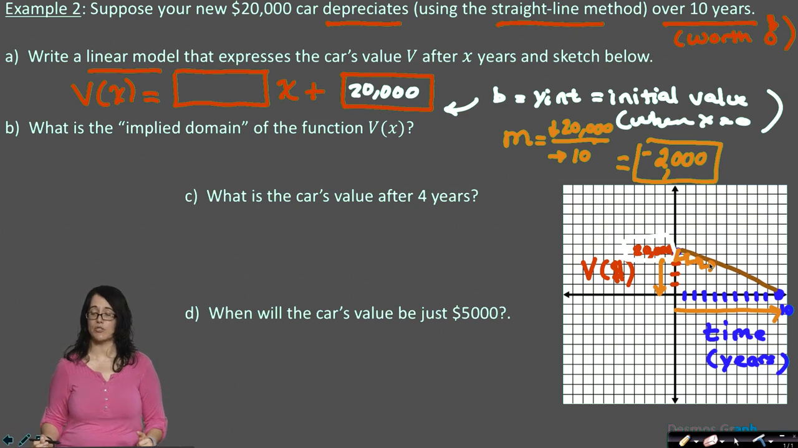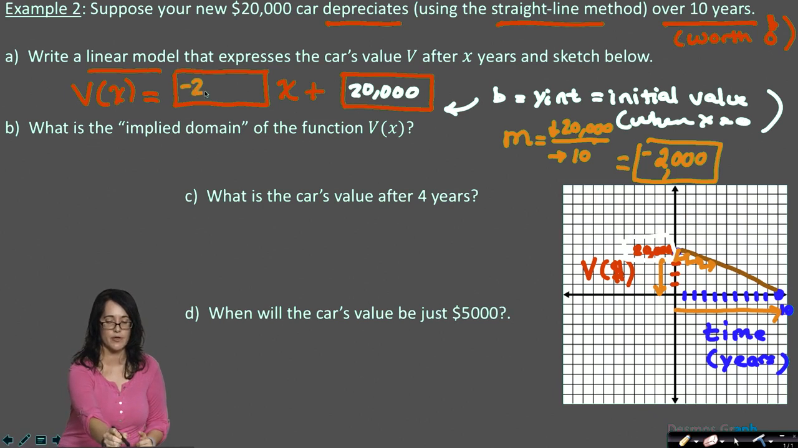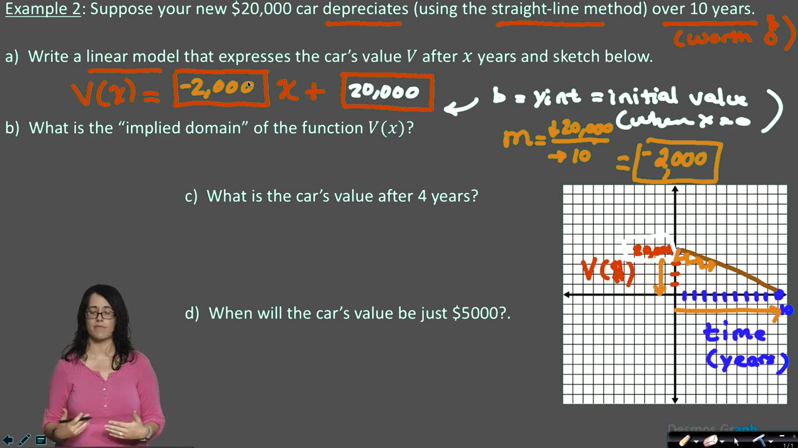So if I'm going down by 2,000 every 1 year, so that after 10 years I've decreased to 0, this would mean my slope is negative 2,000, right? So my equation that models the value of my new car, depending on how many years I've had it, would be negative 2,000x, where x is the number of years I've had it, plus $20,000, where I initially walked out of the car lot paying.